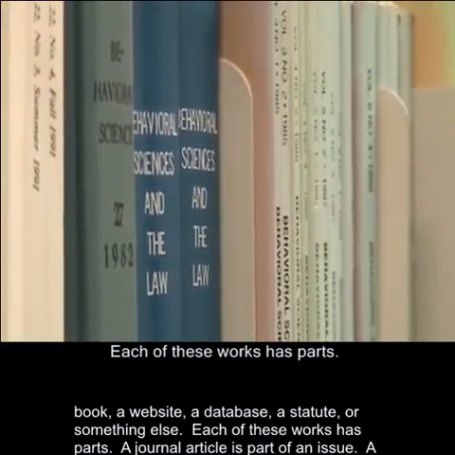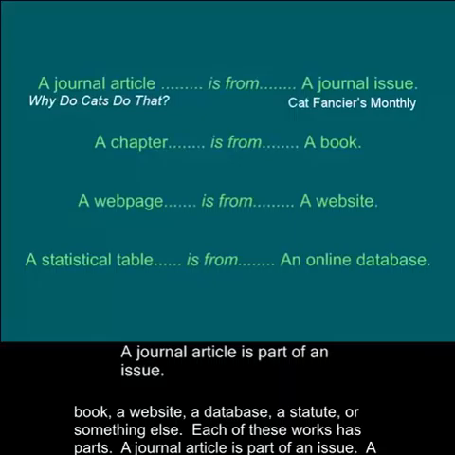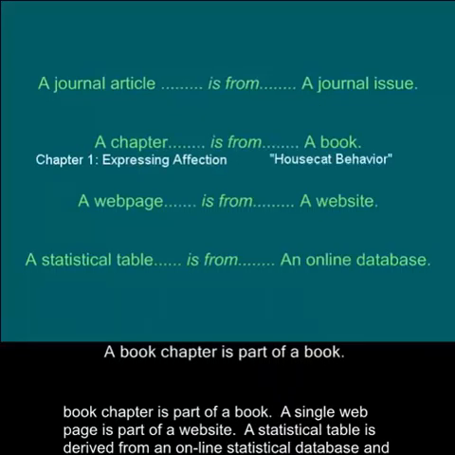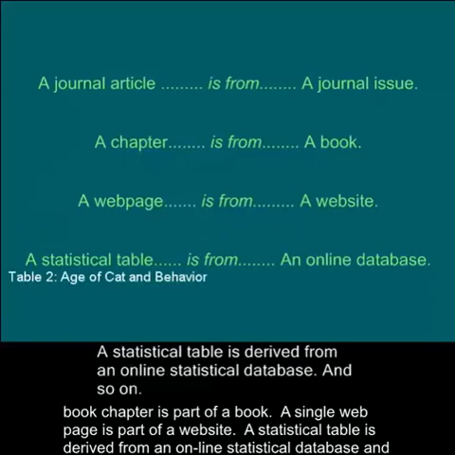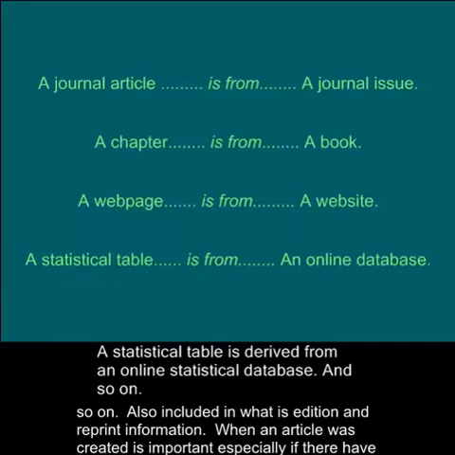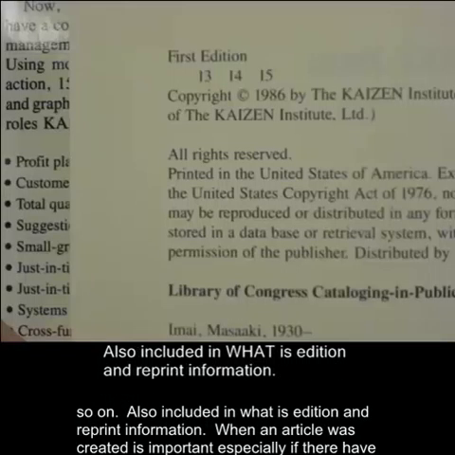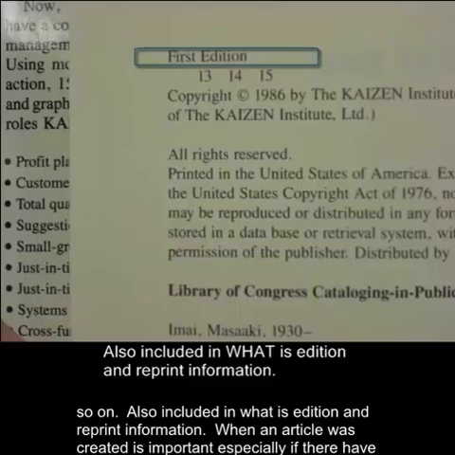Each of these works has parts. A journal article is part of an issue. A book chapter is part of a book. A single web page is part of a website. A statistical table is derived from an online statistical database, and so on. Also included in what is edition and reprint information.